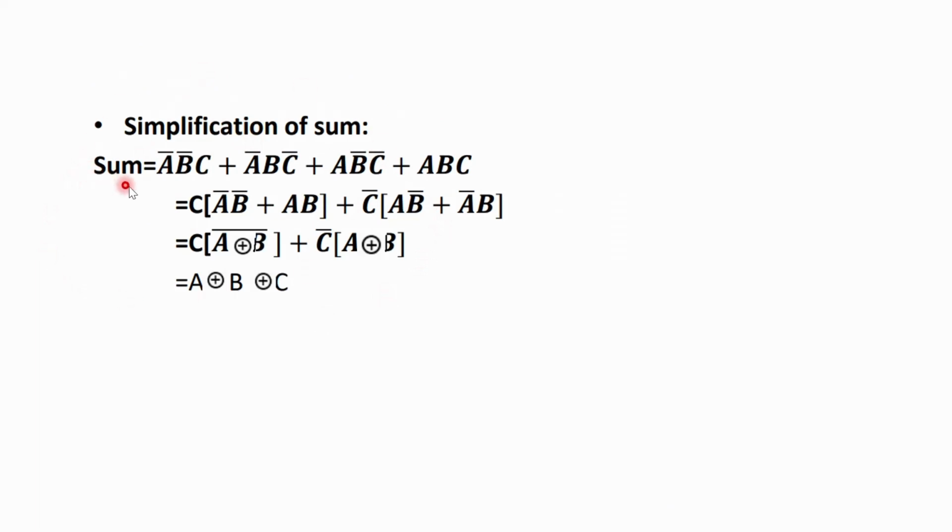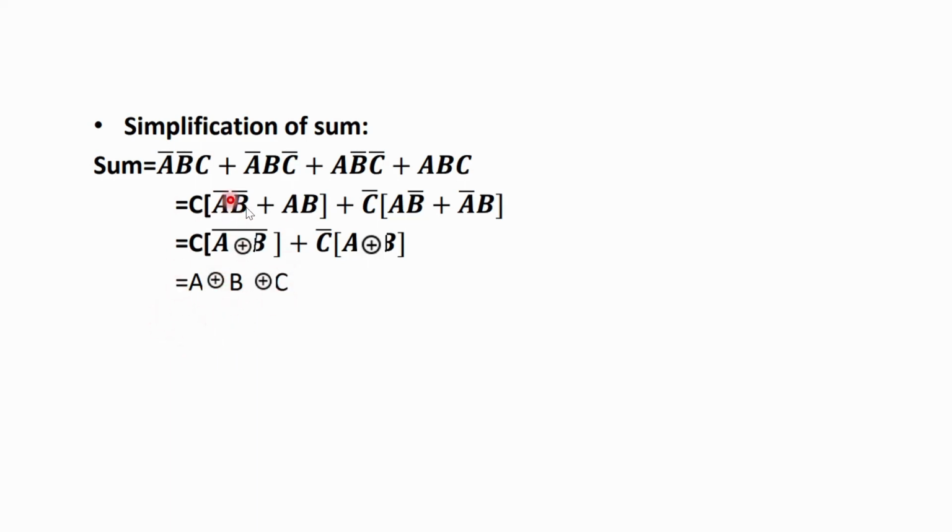And when we simplify the sum expression by using Boolean algebra, so sum, which is A bar B bar C and A bar B C bar and A B bar C bar and A B C, if we simplify this by taking C as common from first and last, within the bracket we get here A bar B bar and here it is A B. And next we take C bar as common from the second and third, it is A B bar plus A bar B. So here we can take the XNOR combination, which is A XOR B the whole bar, plus C bar, and then here we get the XOR combination. And this step is in the form of A B bar plus A bar B. So what is that? It is A XOR B, means A XOR B XOR C.